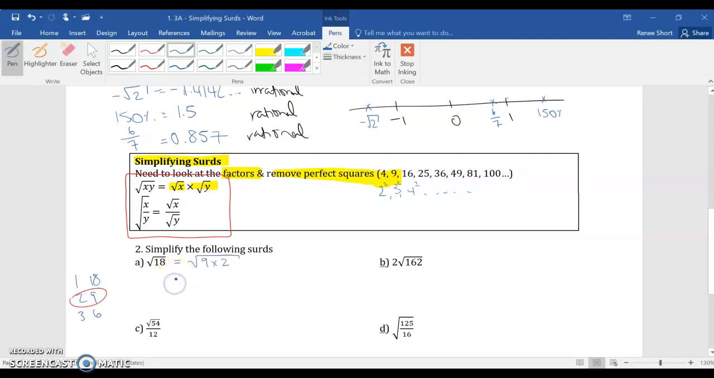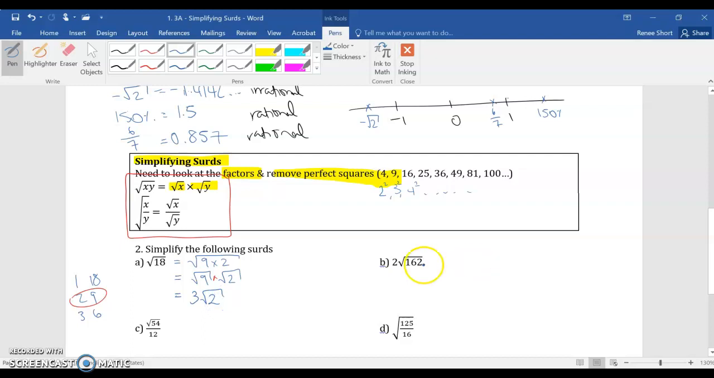I can also think of this then as being two separate surds. So this is like saying root 9, root 2, and technically there's a little multiplication sign in there. Now root 9 is a perfect square. We know that root 9 is equal to 3. So what I can do here, root 9, we can actually simplify that to be 3, and then we're left with 3 root 2.